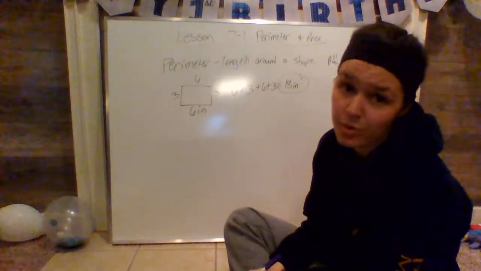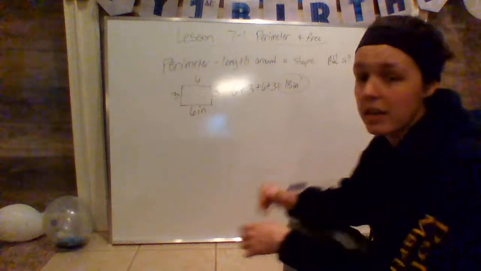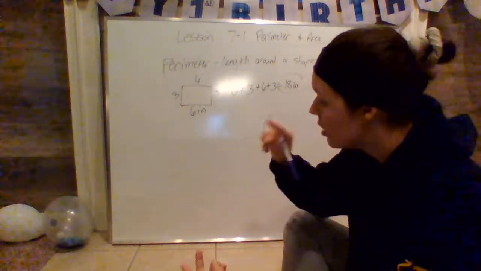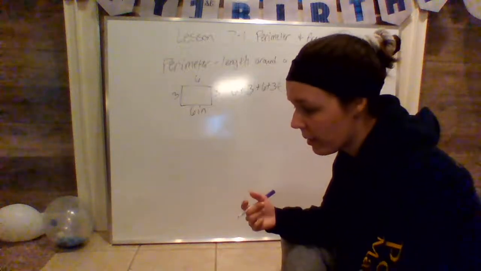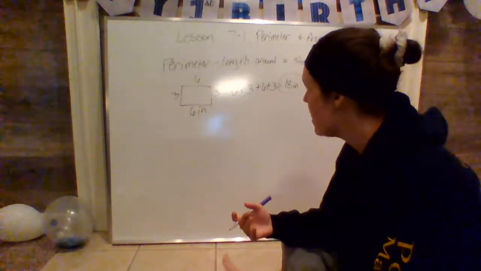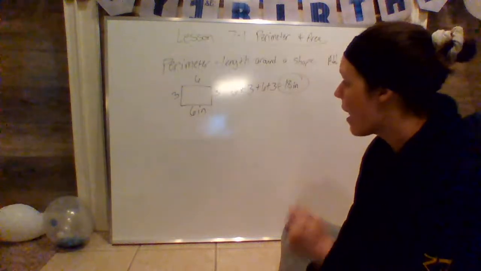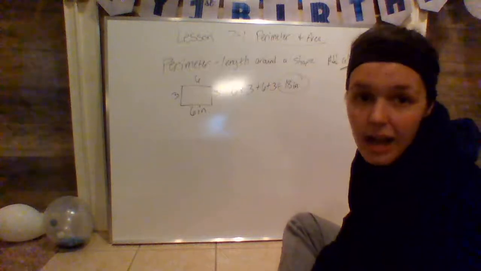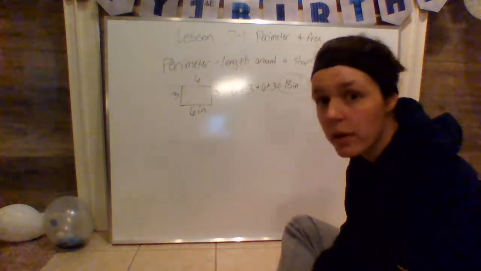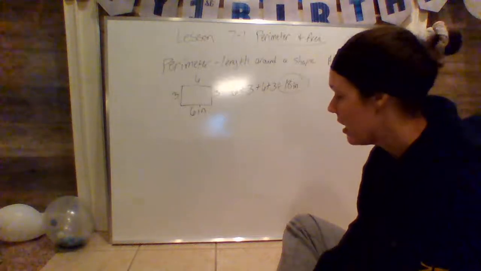Hopefully you can see this. I'm doing this late at night. But it says add all the sides. So whether that's a triangle, trapezoid, rectangle, square, parallelogram, any other shapes, pentagon, hexagon, whatever, you add all the sides up to find the perimeter. Make sure you do all 4 sides. It's very easy to forget that.